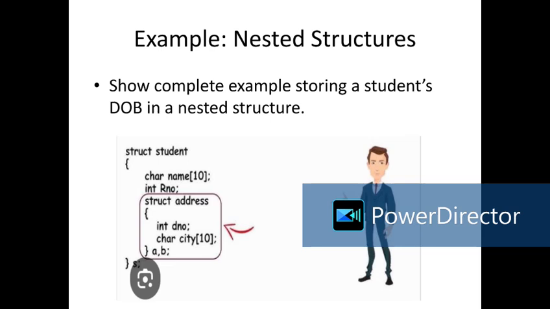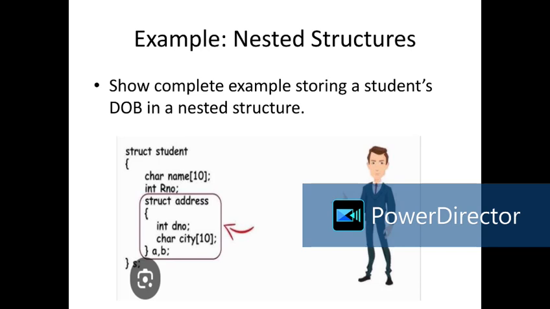Open the bracket: int day, month, year, and struct student. Open the bracket: char name[50], struct date dob. In the int main function, struct student S1, scanf with %s, %d, %d, %d. S1.name, S1.dob.day, S1.dob.month, S1.dob.year. Then print the name, day, month, and year.